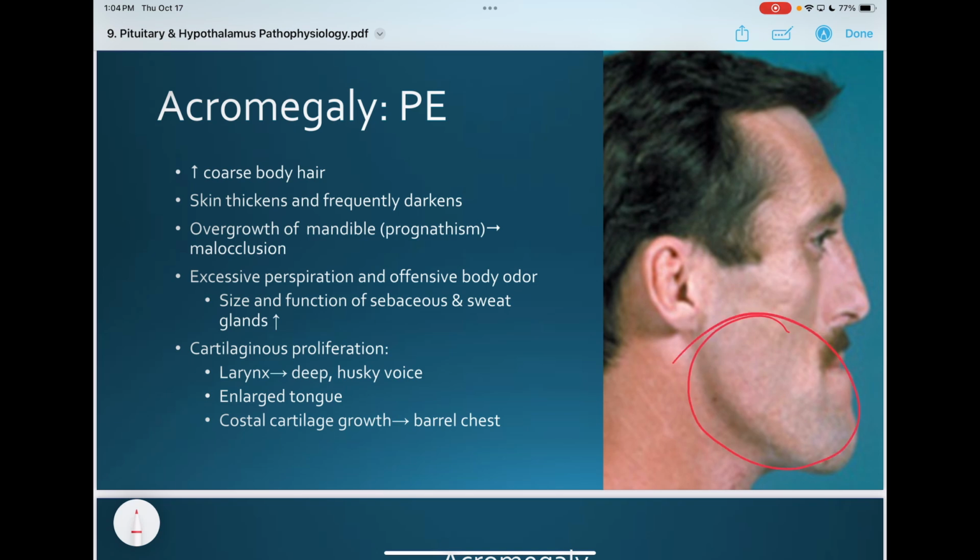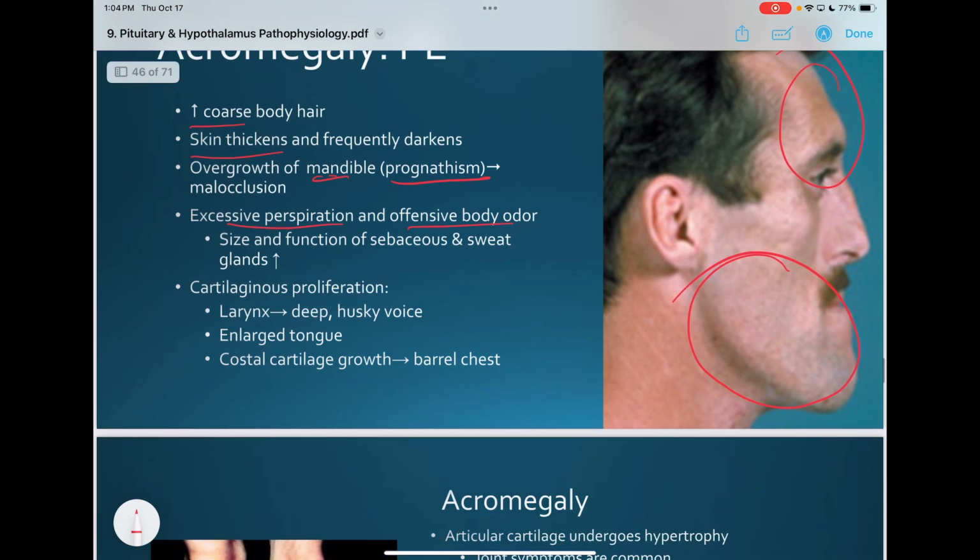So these are some of the features of acromegaly. Very pronounced jaw, ridge in the brow. Overgrowth of the mandible, prognathism. Increased coarse body hair, skin thickens. High perspiration, very bad body odor, because the sweat glands get bigger as well. And you get cartilaginous proliferation, so the larynx starts getting thicker, giving deep, husky voices.